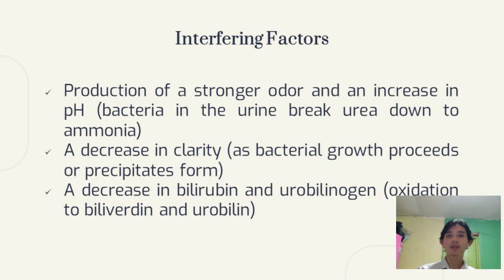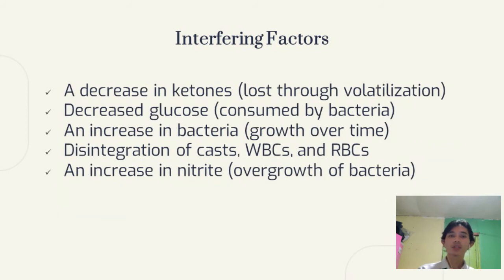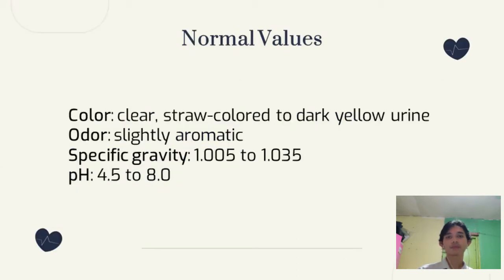A decrease in bilirubin and urobilinogen because of oxidation to biliverdin and urobilin. A decrease in ketones because they are lost through volatilization. Decreased glucose because it is consumed by bacteria. An increase in bacteria because of growth over time. Disintegration of casts, WBCs, and RBCs, and an increase in nitrite because of overgrowth of bacteria.